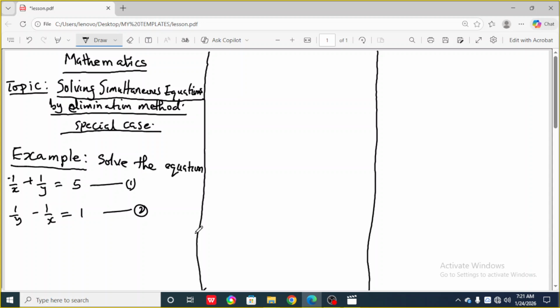Today we want to consider solving simultaneous equations by the elimination method, but I'm going to consider this special case. Most of the time, if you see this kind of problem, it might threaten you when you look at it, seeing it for the first time. If you are not familiar with this kind of problem, you might be threatened, but it's very simple. I'm going to show you what to do when you see this kind of problem. So let's solve this problem.